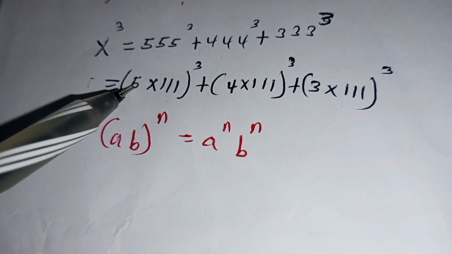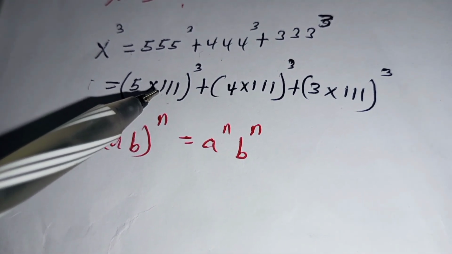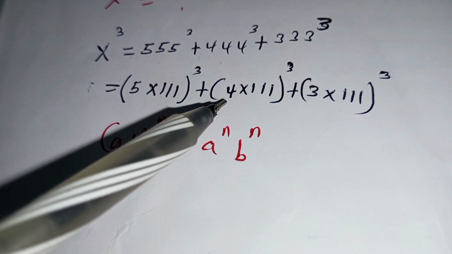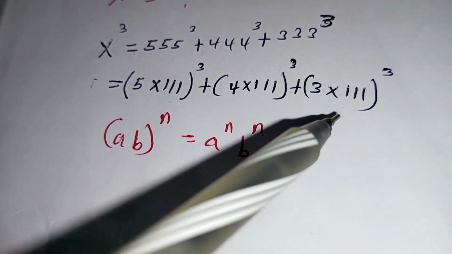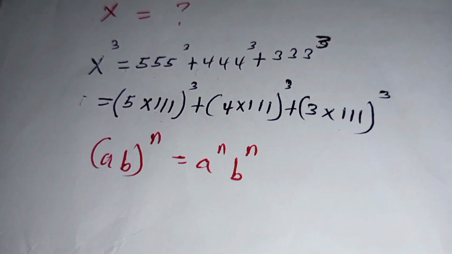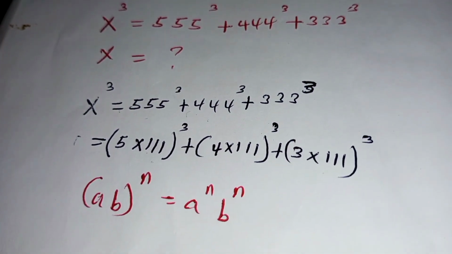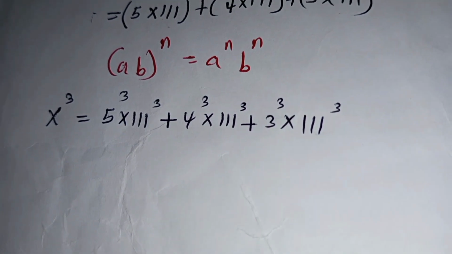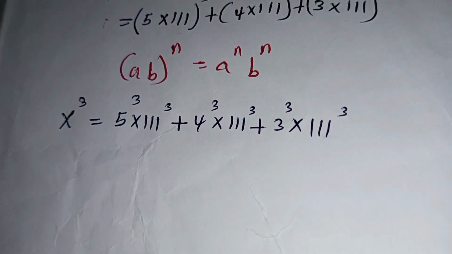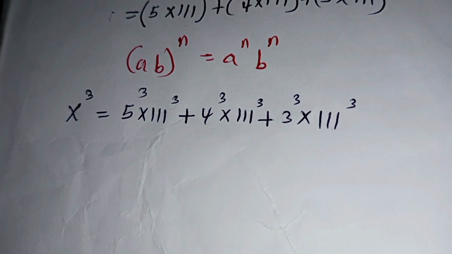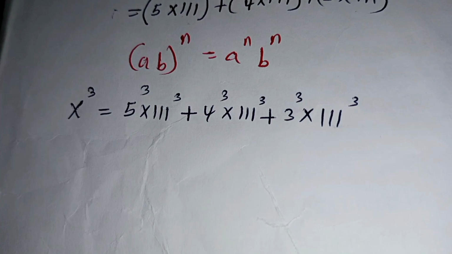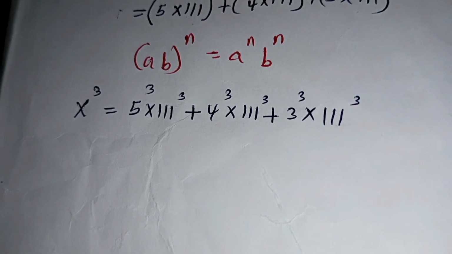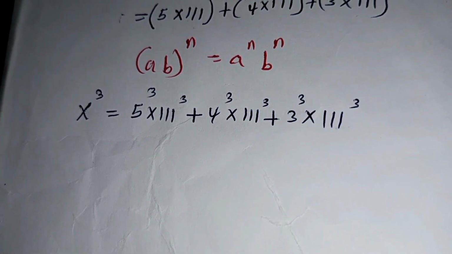We raise 5 to power 3, 111 to power 3, and the other part 4 to power 3, 111 to power 3, 3 to power 3, 111 to power 3 to obtain the following. So we shall have x cubed being equal to 5 cubed multiplied by 111 to the power 3, plus 4 to the power 3 multiplied by 111 to the power 3, plus 3 to the power 3 multiplied by 111 to the power 3.